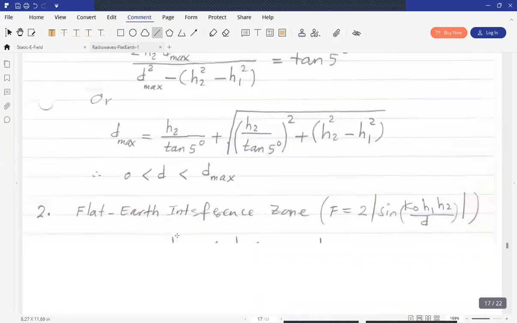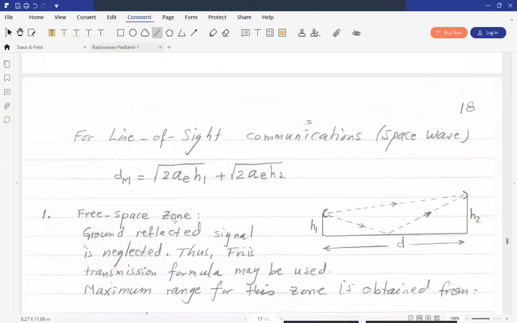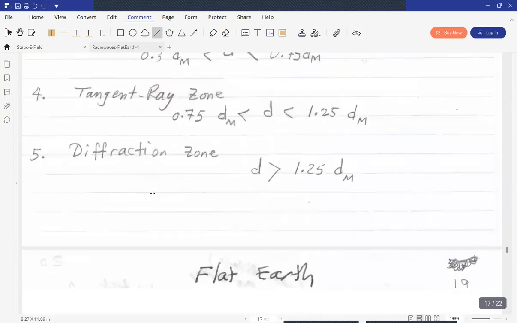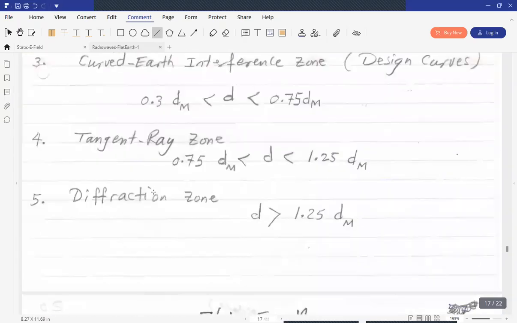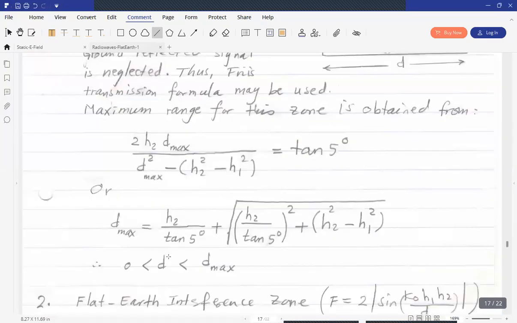Now this page is very important also. These things are very easy. You can just copy it and take it in the exam. Because in every range, in every zone, we have different equations. So when you solve a problem, how can you know which equation you should use? This page gives you a summary of all, even a summary for the upcoming lectures. Now, the distance d max, between 0 and d max, is given by this. 5 degrees is constant, h2 receiver height, h1 transmitter height.